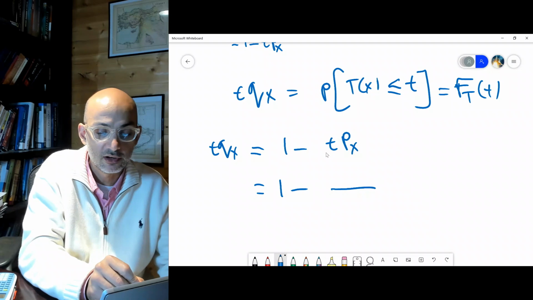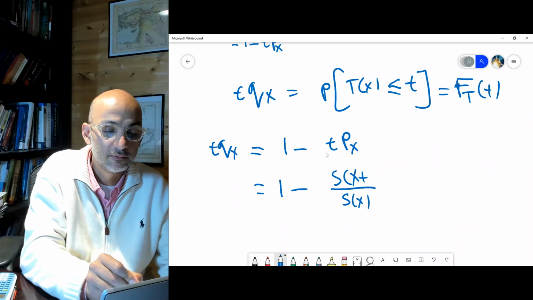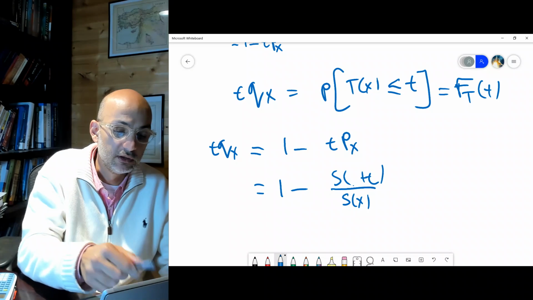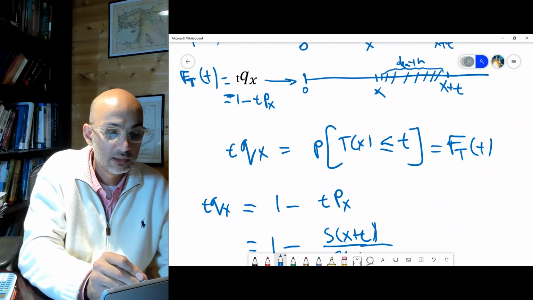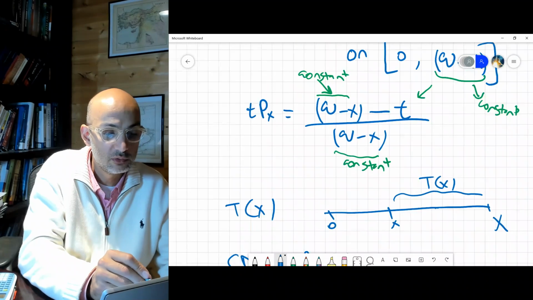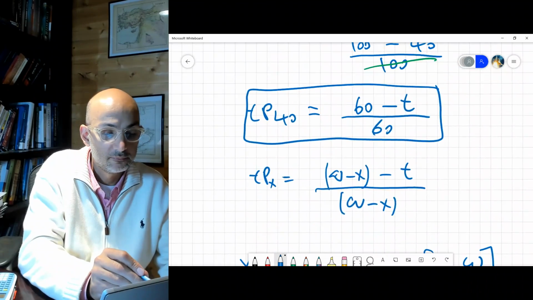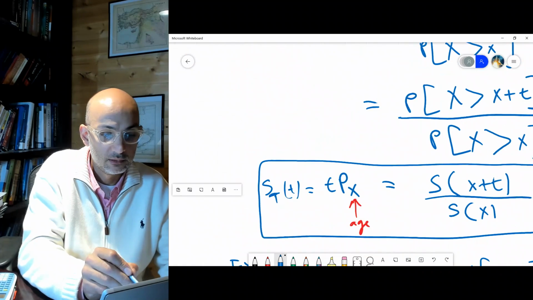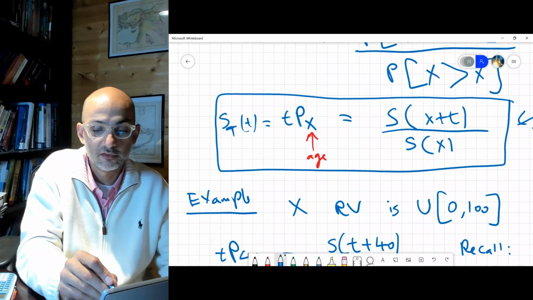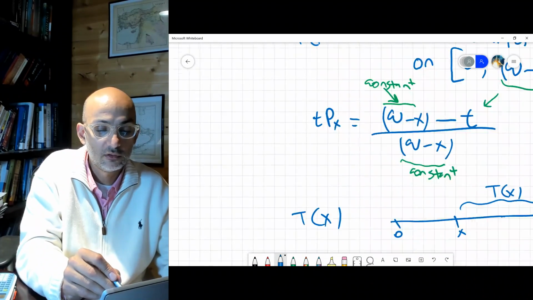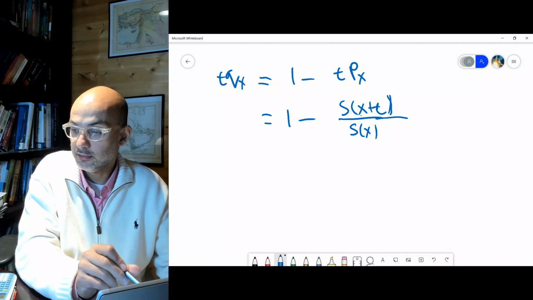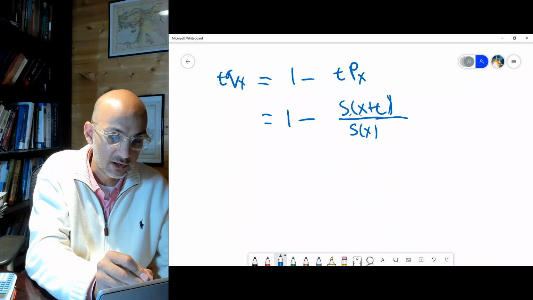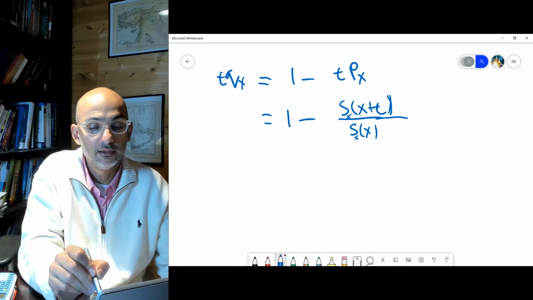It's s of x plus t divided by s of x, because it's conditional on surviving to x. We defined it here: s of x plus t over s of x. So if we take it from 1 minus it, then we get this relationship. This is very important to remember. We're talking about s of x, not s of t.